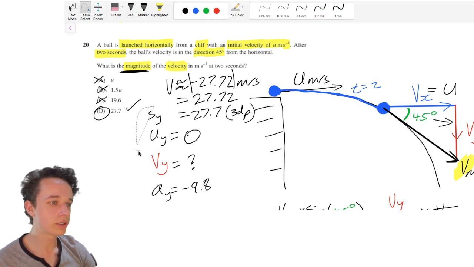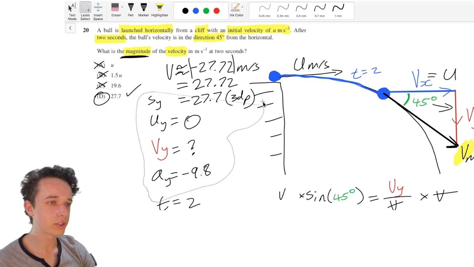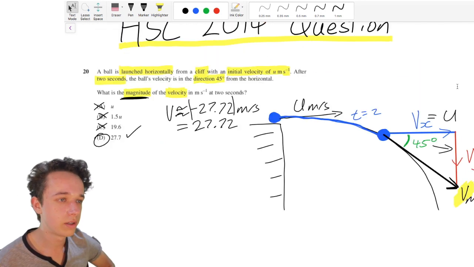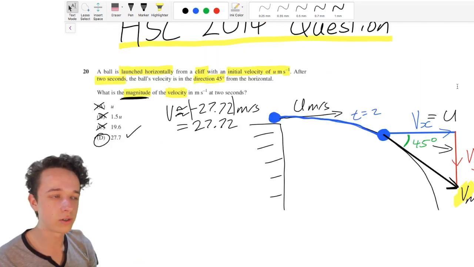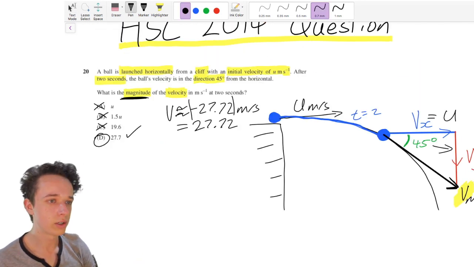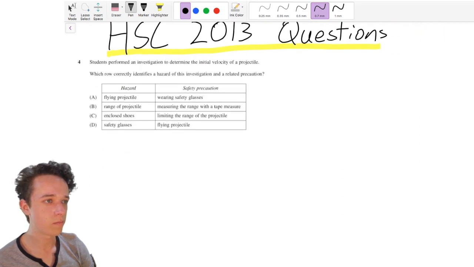So remember, when it asks for the magnitude, it's just asking for the size, right? It's not asking for the direction. That's what magnitude means in this context. It's just asking for the size. Okay, so on to the next question.